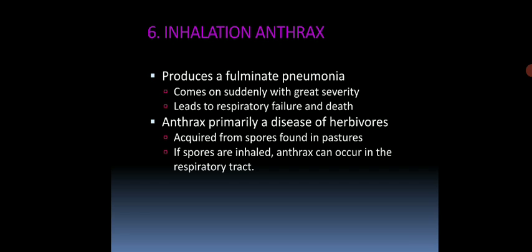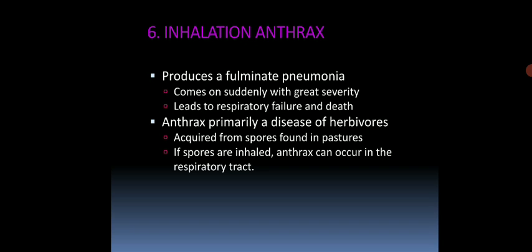Then the next disease is inhalation anthrax. It produces fulminant pneumonia, which comes on suddenly with great severity. It leads to respiratory failure as well as death. Anthrax is primarily a disease of herbivores, acquired from spores found in pastures, and the spores are inhaled. Anthrax can occur in the respiratory tract.